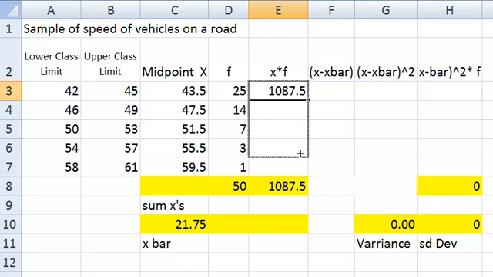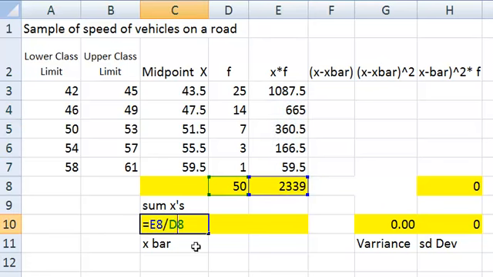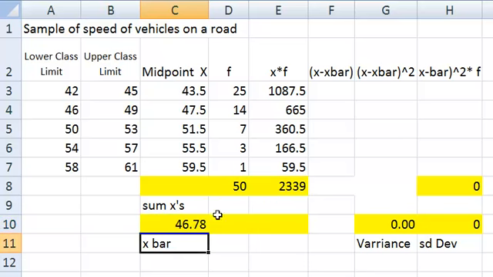So now we have the weighted sum, which is 2,339. We have 50 for the frequency, and so if we take 2,339 and divide it by 50, we will get x bar, which is the mean.